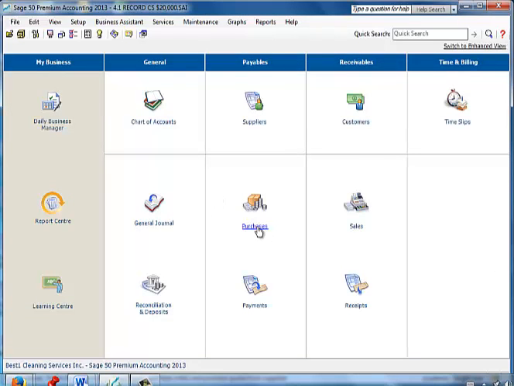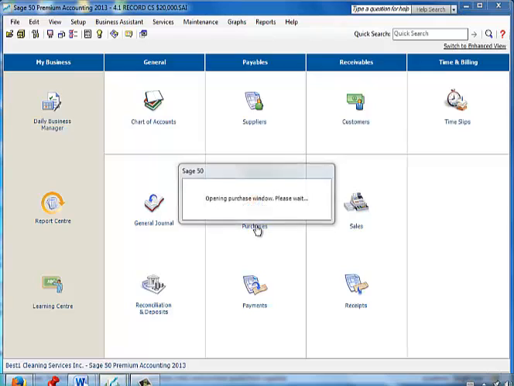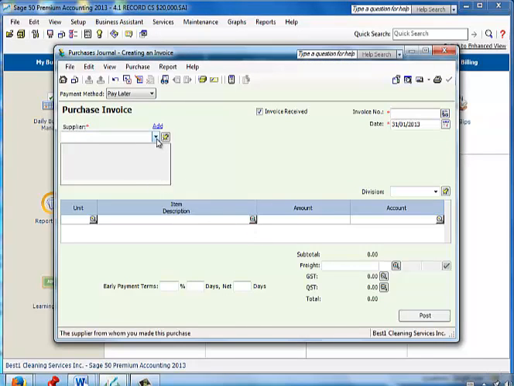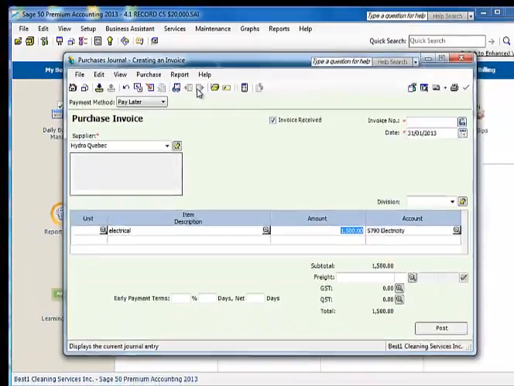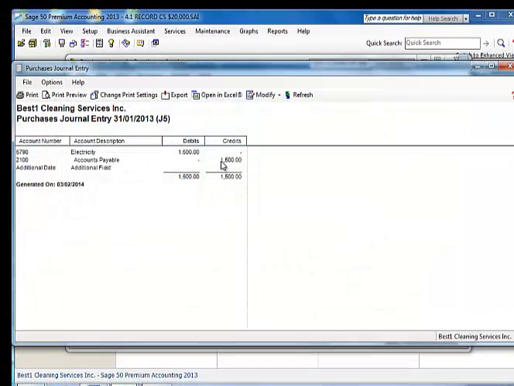We'd like to process one more transaction. Supposedly, I incurred on January 31st, Hydro-Quebec sent me an electrical bill for January, which I have to pay later, and the total amount of the electrical bill happens to be $1,500. The entry for this, if I go to reports, is debit electricity expense and credit accounts payable. The 2100 accounts payable account is a control account. This control account will always equal my sub-ledger accounts payable account. And we'll demonstrate that in an instant.